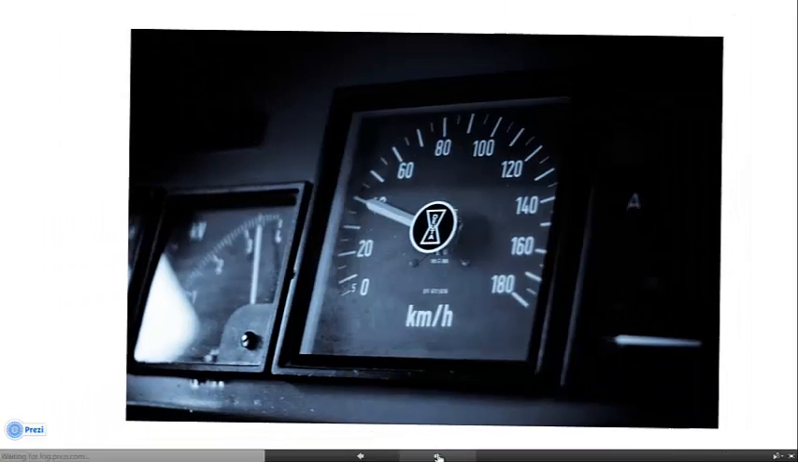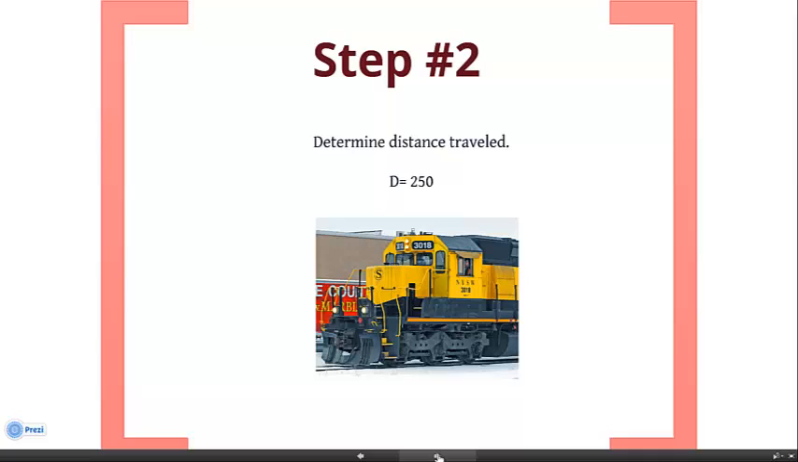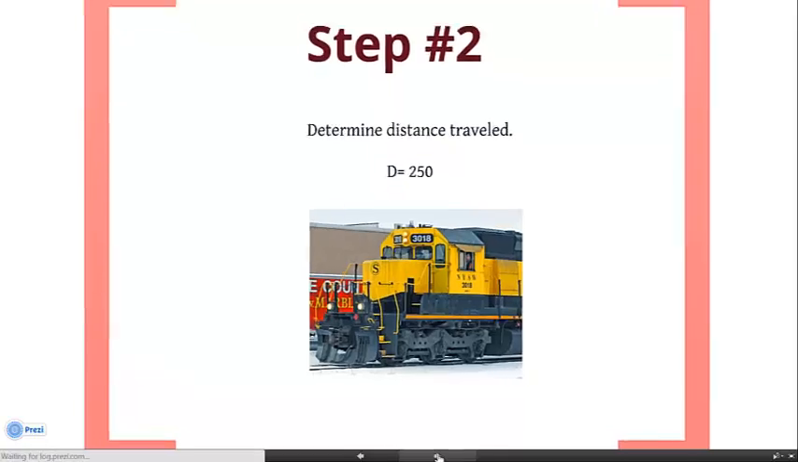Step 2. The next step is to determine the distance traveled. The engineer can use the trip odometer to measure how far they have traveled. In this example, the distance traveled is 250 miles.